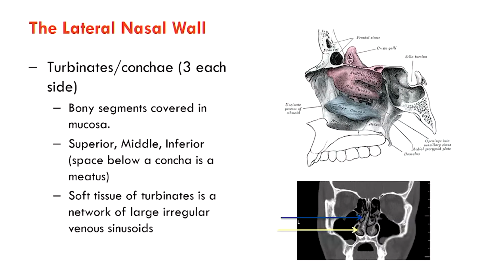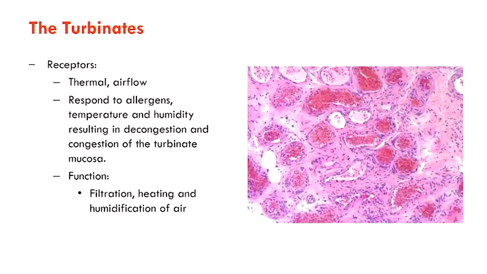The soft tissue is made up of a large network of venous sinusoids. It's quite vascular tissue. And there are also receptors on the mucosa. There are thermal receptors, there are airflow receptors, and they respond to allergens, temperature, and humidity. They function in filtration of particles and humidification of nasal airflow.